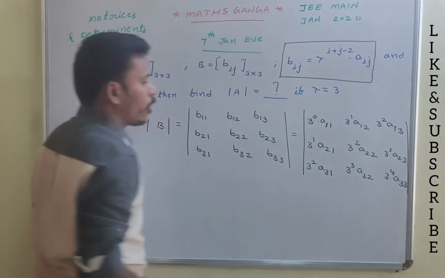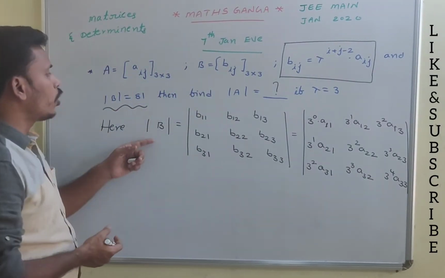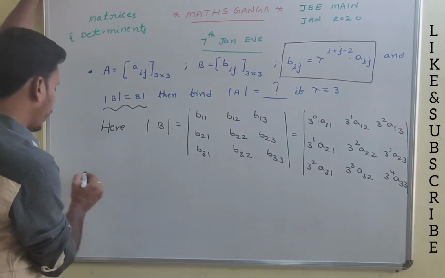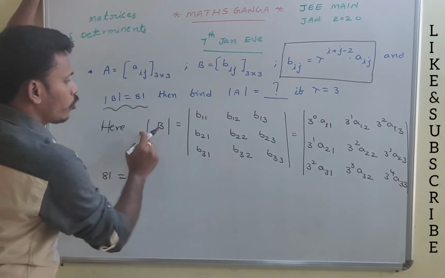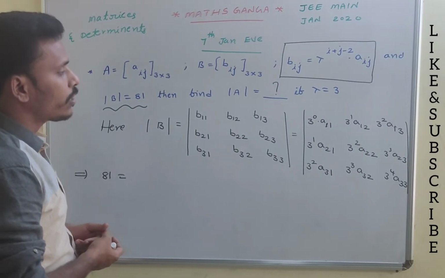So this is the determinant of B. Already we know the determinant of B is 81, so replace this determinant of B with 81. That implies 81 is equal to this. Now see how to simplify this. To simplify this, what do we need to do?